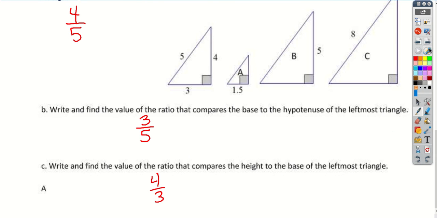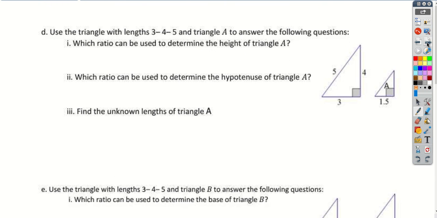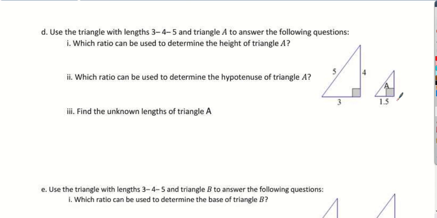I feel like I'm missing something here, but that's all right. Use a triangle with lengths 3, 4, and 5. I recopied those two triangles from the last page over here for us. Which is the ratio that can determine the height of triangle A? If this is my height, we'll call it H, I can compare the lengths in these two corresponding pieces here.